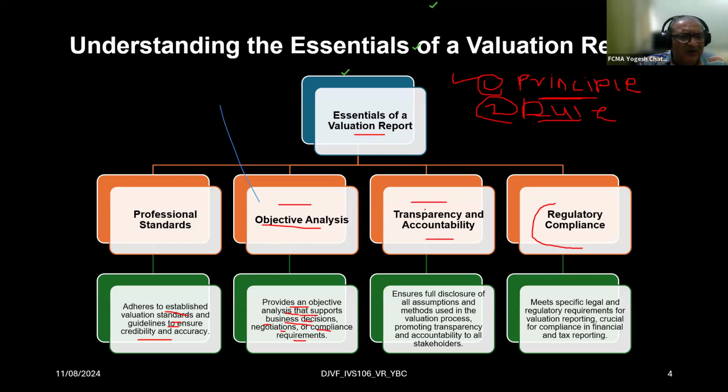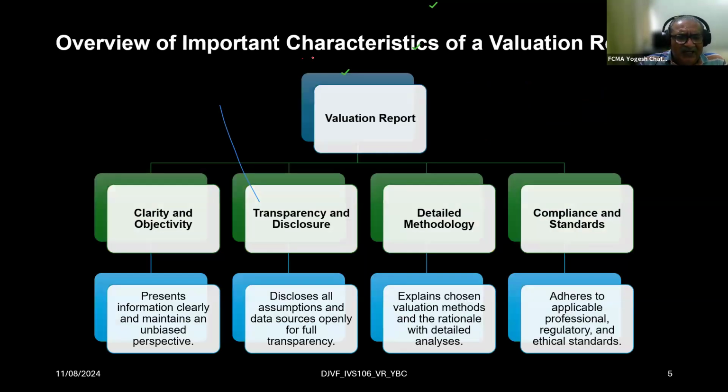Transparency and accountability: we all know the importance of transparency and accountability, following the code of conduct, which is part of Annexure 1 of the Companies (Registered Valuers and Valuation) Rules. We do not have any other choice but to follow the code of conduct, and transparency and accountability are a part of it. And regulatory compliance: legal and regulatory requirements, which we have already discussed. So these are the essentials of a valuation report, and these are the important characteristics of a valuation report. Clarity and objectivity.